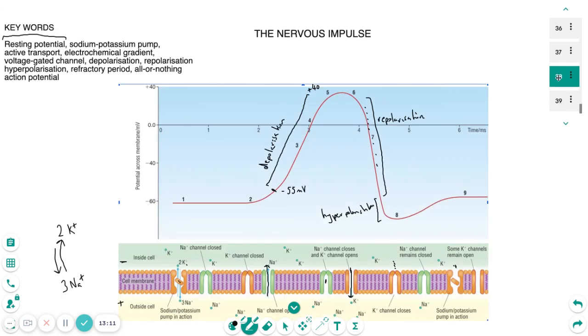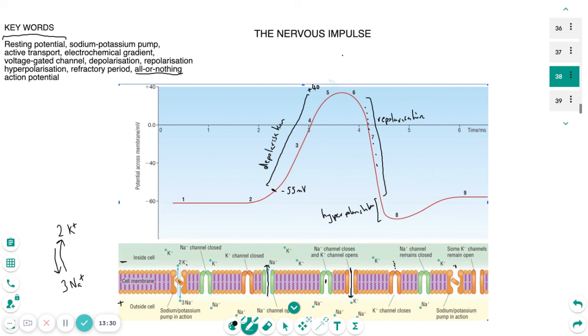Okay, so last thing, this is just a bit more emphasis on this all or nothing. Some people get confused. They think, oh, if there's a really, really big stimulus, then maybe this graph must shoot up to really high levels, like plus 100 millivolts. That's never going to happen.